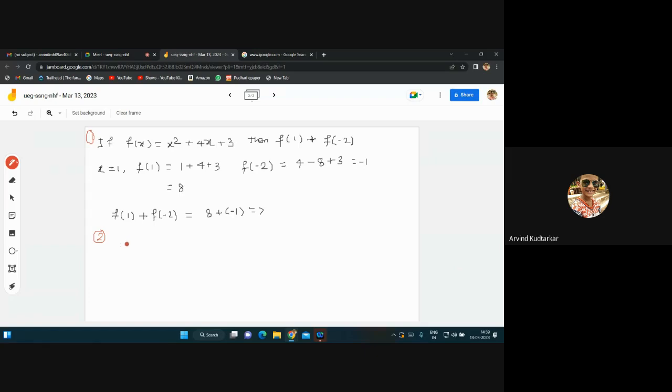So the functions are given. If f of x is equal to x raised to 4, and g of x is equal to 6x minus 2.